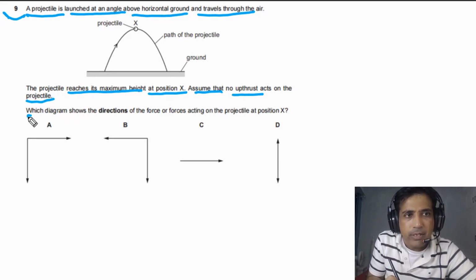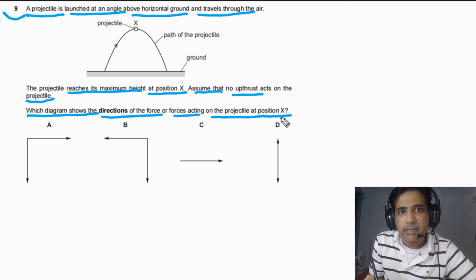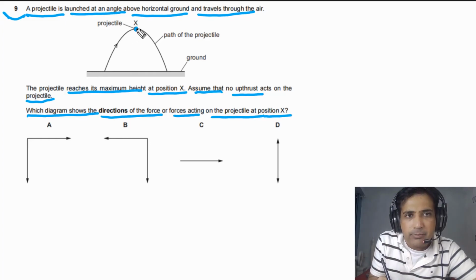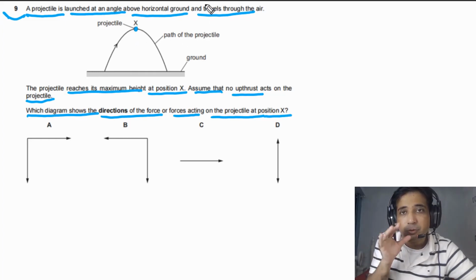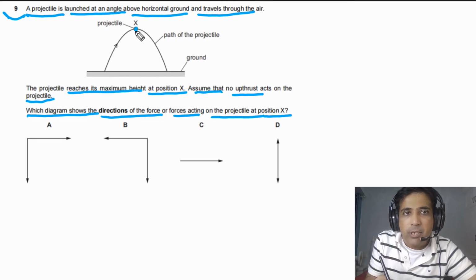Which diagram shows directions of the force or forces acting on the projectile at position X? So we need to find out the direction of force or forces acting at point X. In this case, the projectile is moving through air. It simply means that we cannot ignore air resistance. Now we need to understand what the direction of motion of the projectile is at point X. At point X, the projectile will be moving to the right.